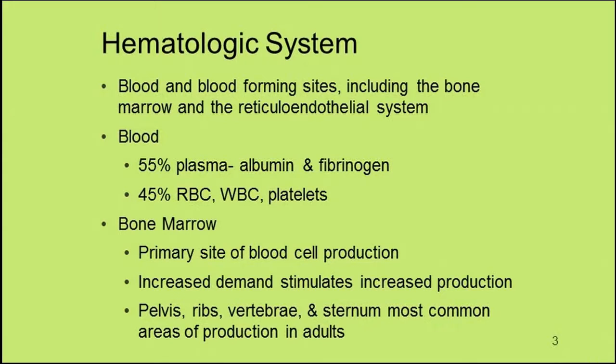Bone marrow, of course, I'm sure y'all remember, is the primary site of blood cell production. Bone marrow increases production in times of need. It's a response to increased demand. So when you need it, it's going to produce, and when you don't need it, it won't. Primary sites are, of course, pelvis, rib, vertebrae, and sternum. Those are the most common sites in adults.